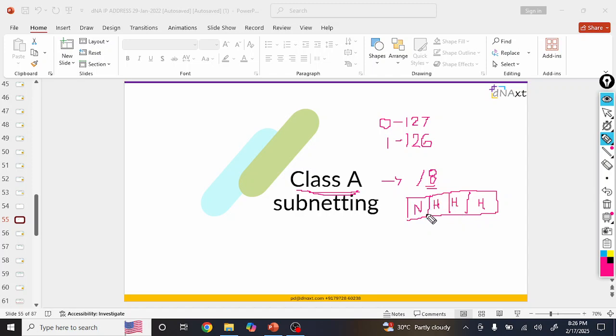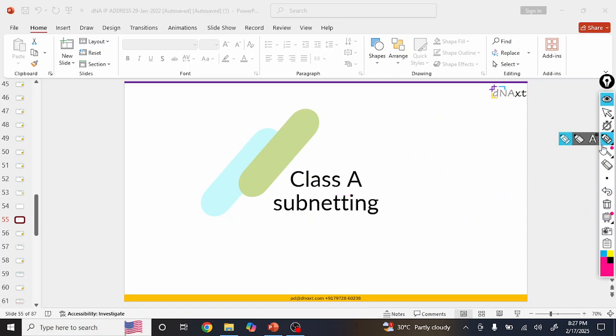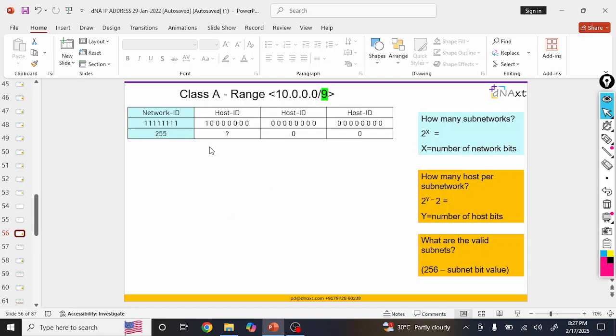Okay, when we borrow bits from these host octets, when we borrow host bits into the network, we do subnetting. We slice up our network, or slice up the available IP addresses, into different subnetworks. Okay, let's start with actual subnetting. The default CIDR value is /8, and when we borrow one bit from the host portion, our CIDR value becomes /9.